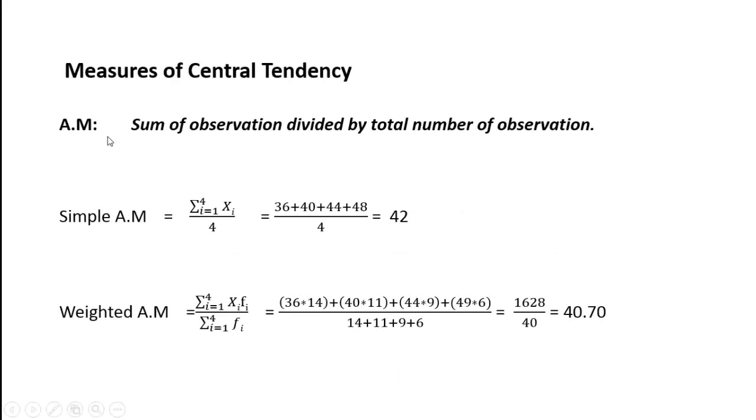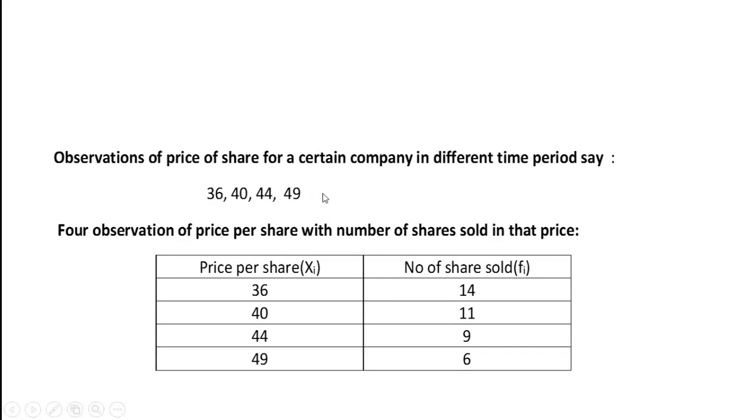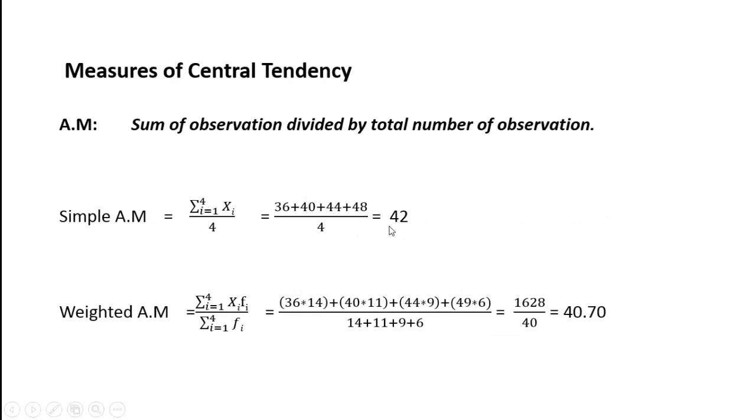So, arithmetic mean. Arithmetic mean is defined as sum of observations divided by total number of observations. So, simple arithmetic mean is sum over i running from 1 to n xi divided by n. Here n is 4, that is we have only 4 observations. The simple arithmetic mean becomes 36 plus 40 plus 44 plus 49 divided by 4, that is 42.